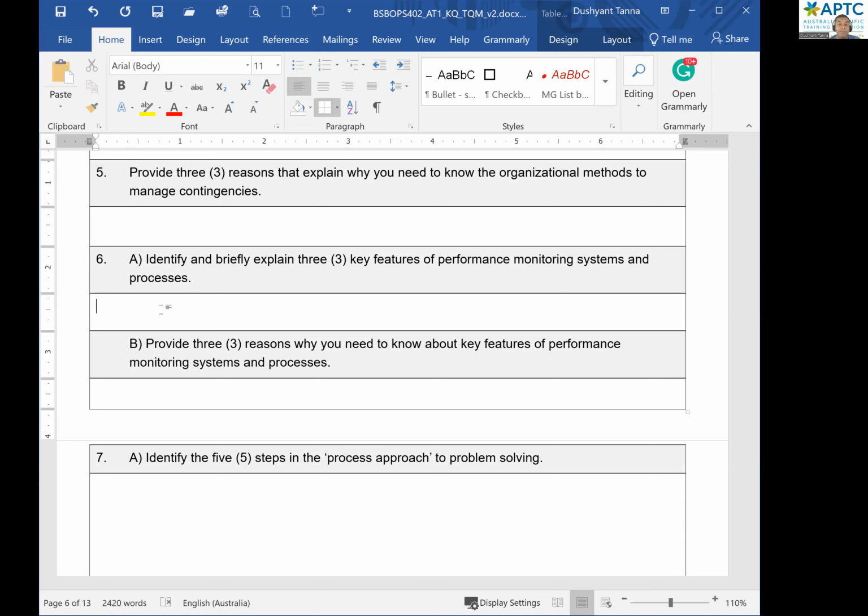Okay, that's one example. Key features of performance monitoring are to monitor the progress, to be on track with everyone. It will make it easy to implement as well. That's one of the features that should be there. You don't want to overcomplicate things. If you do, people won't listen to you. You need to be able to tell them in a simple way.